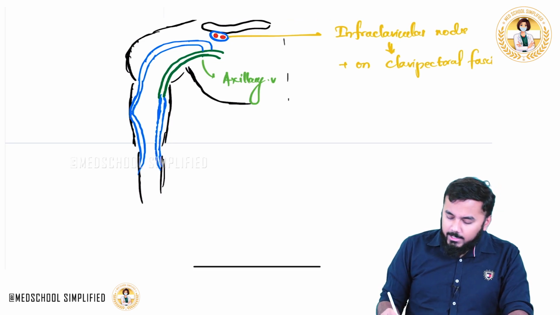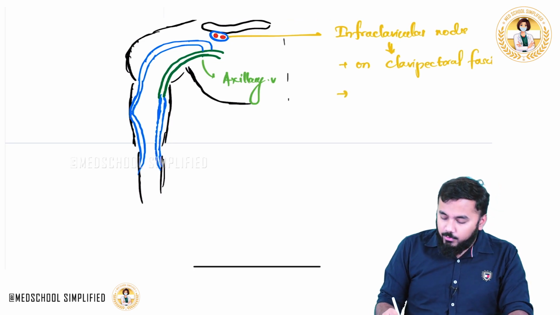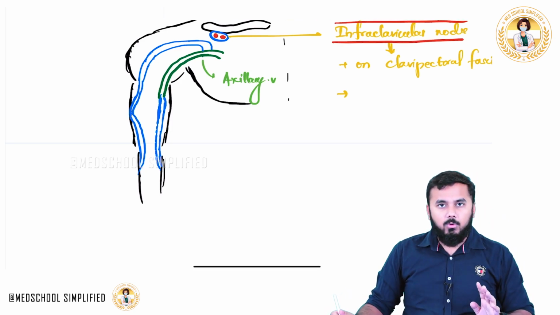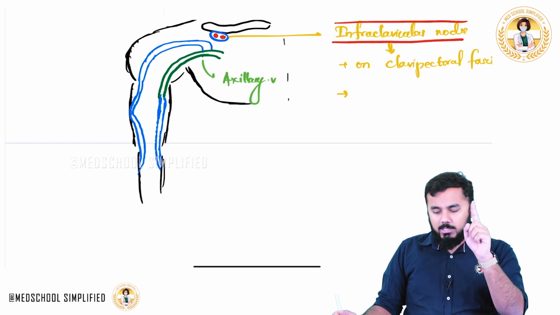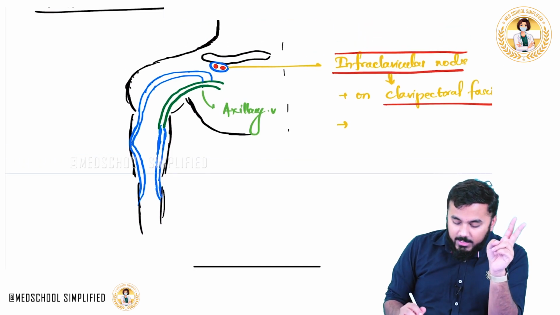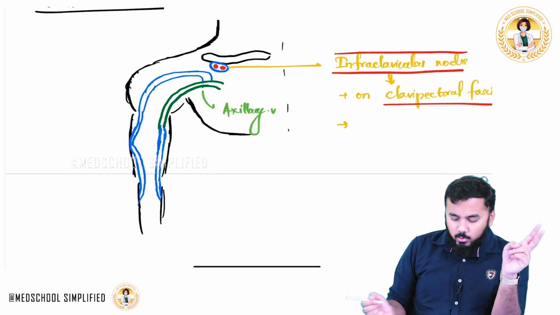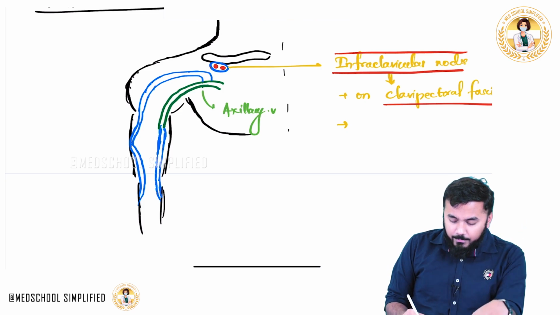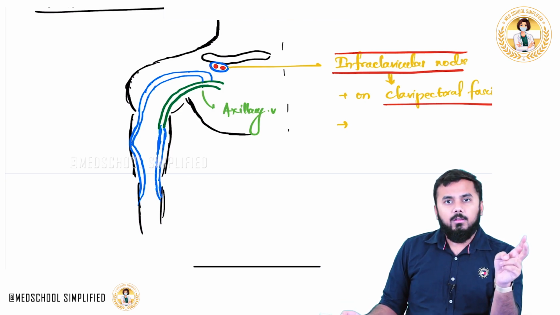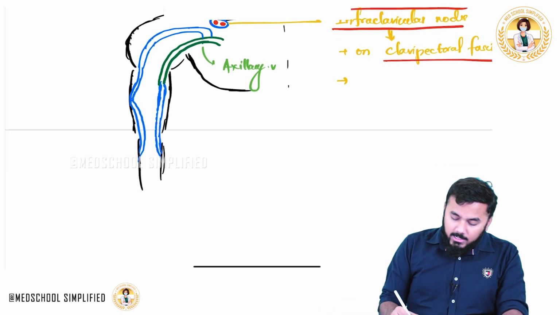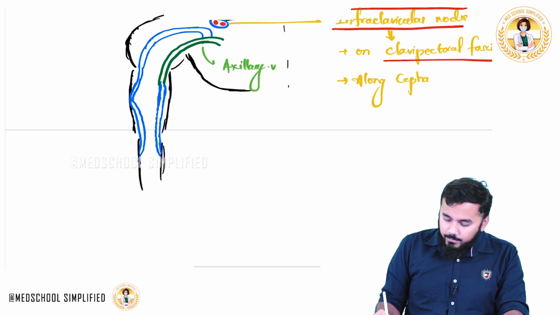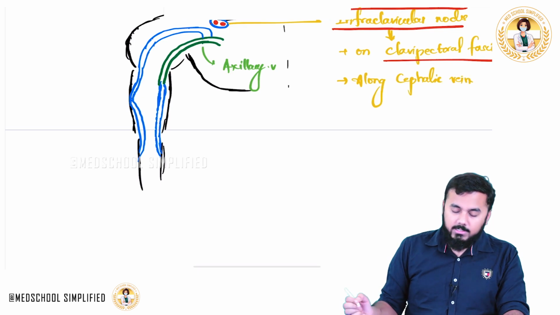Why I am telling you this again is that if someone asks you where the infraclavicular nodes are, what is their relation? The first thing is that they are located on the clavipectoral fascia, and next, look here guys, these infraclavicular nodes are very near to which vein here? They are very near to the cephalic vein, right? So can I say these infraclavicular nodes are along the cephalic vein? They are along the cephalic vein.